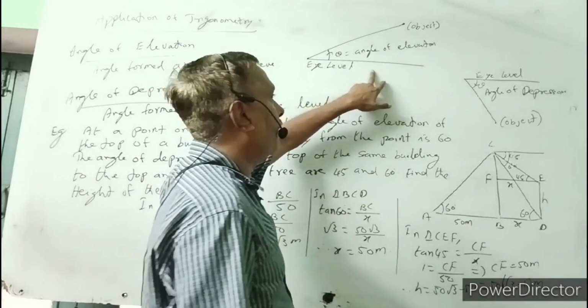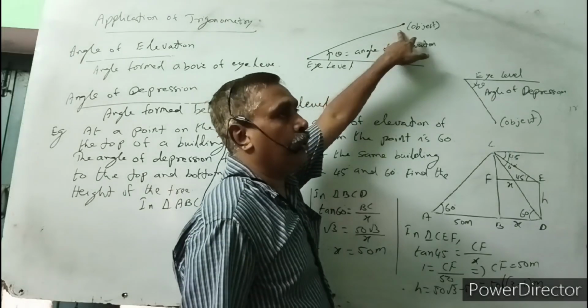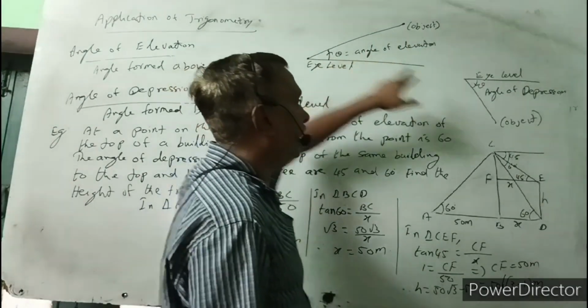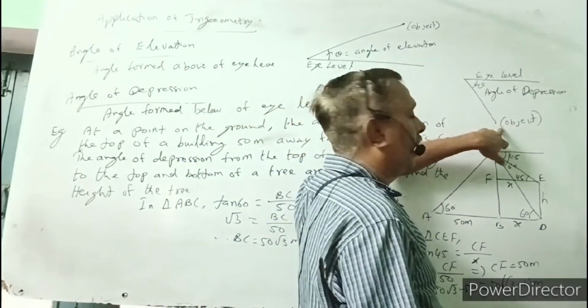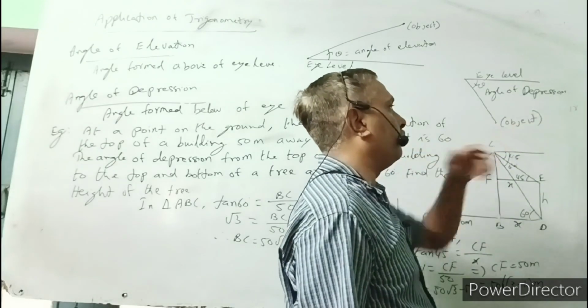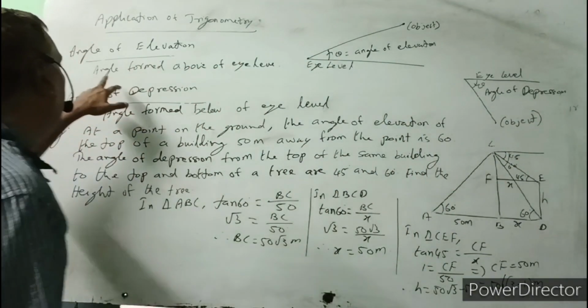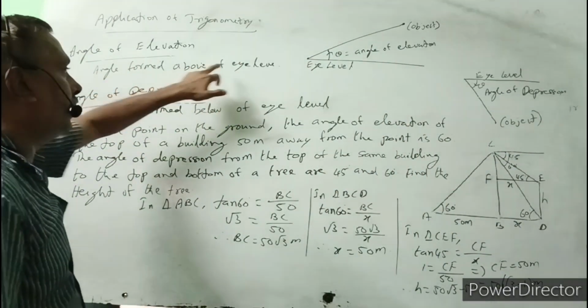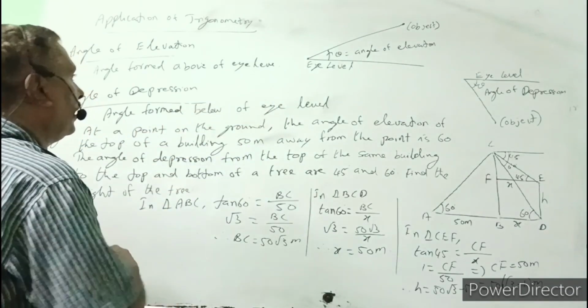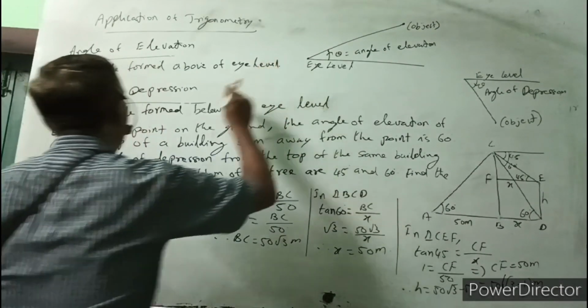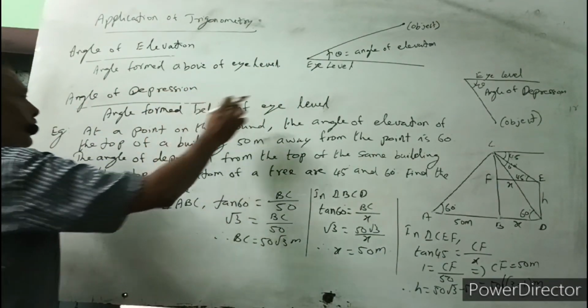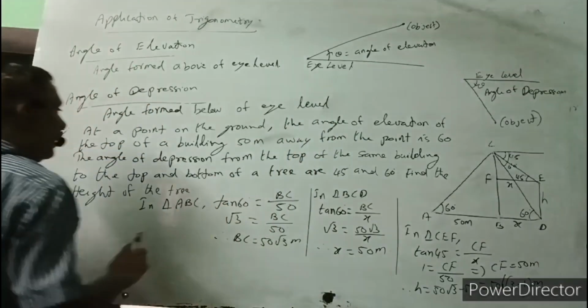This is the eye level. An object is above the eye level, so angle of elevation. Here an object is below the eye level, so angle of depression. So that is written here also. Angle formed above the eye level is angle of elevation, and below is angle of depression.